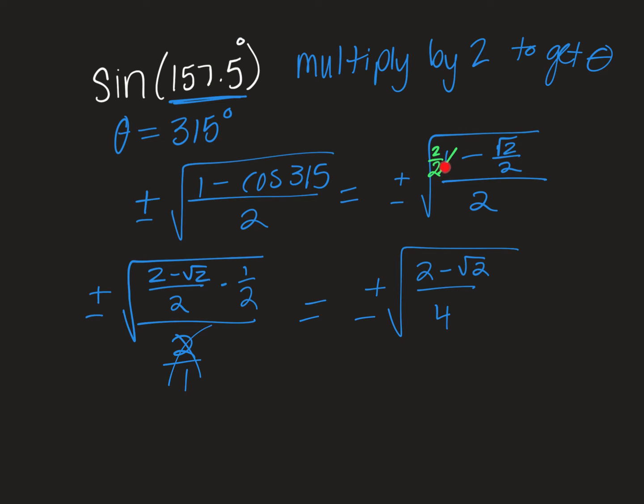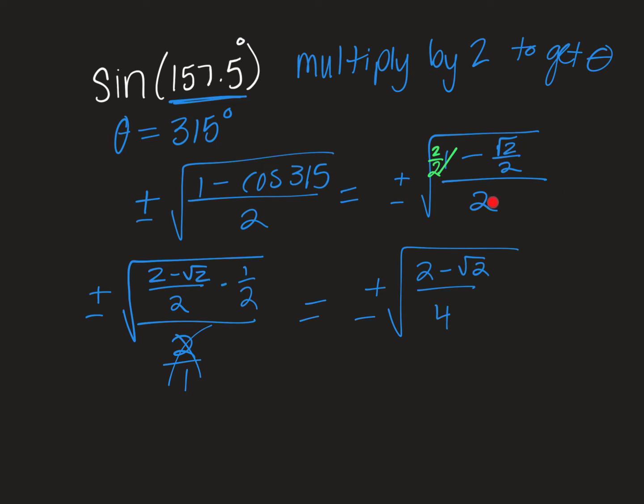How do you do that? You can just change it, because 2 over 2 is equal to 1. So 1 can be 2 over 2, 3 over 3, 1,000 over 1,000, whatever your heart desires. But in this case, it's helpful if it's a 2 because you need a common denominator. So 2 over 2 minus square root of 2 over 2 becomes 2 minus square root of 2 all over a single 2.